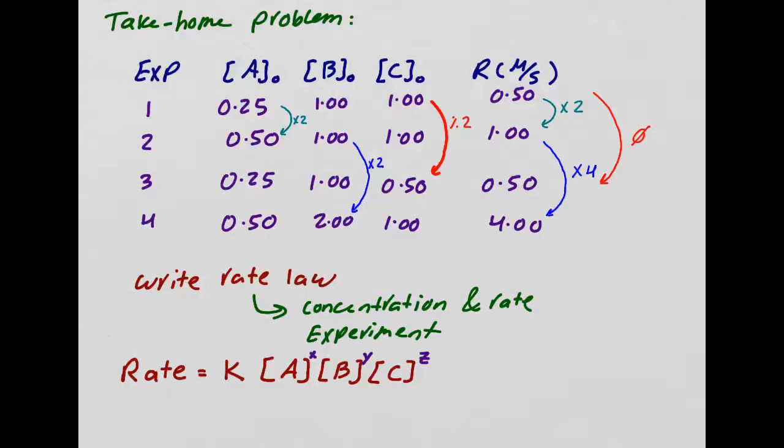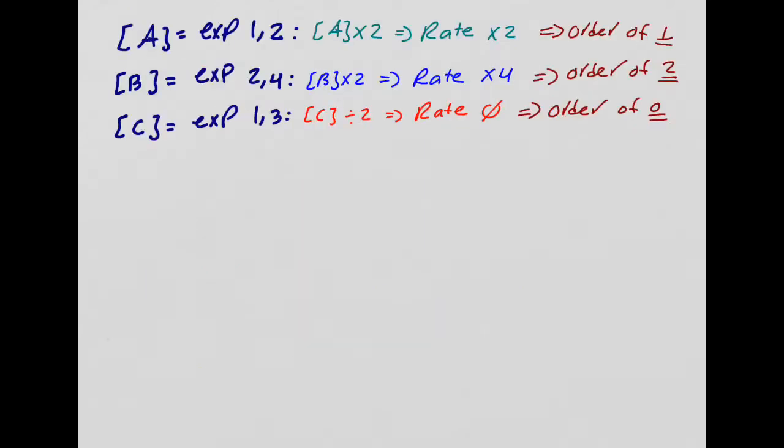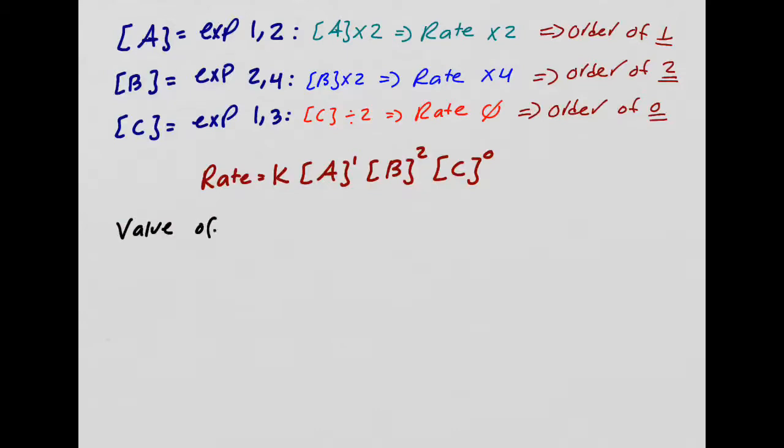Okay. So I'm going to rewrite this equation, and this time I'm going to have the orders. Let's do this. Rate is going to equal K times concentration of A to the power of 1 times concentration of B to the power of 2 times concentration of C to the power of 0. So C does not really affect the rate. It doesn't matter much. Alright, now let's do another part to this problem. I know this wasn't part of your take home, but let's do it. What's the value of K? Let's do this together.